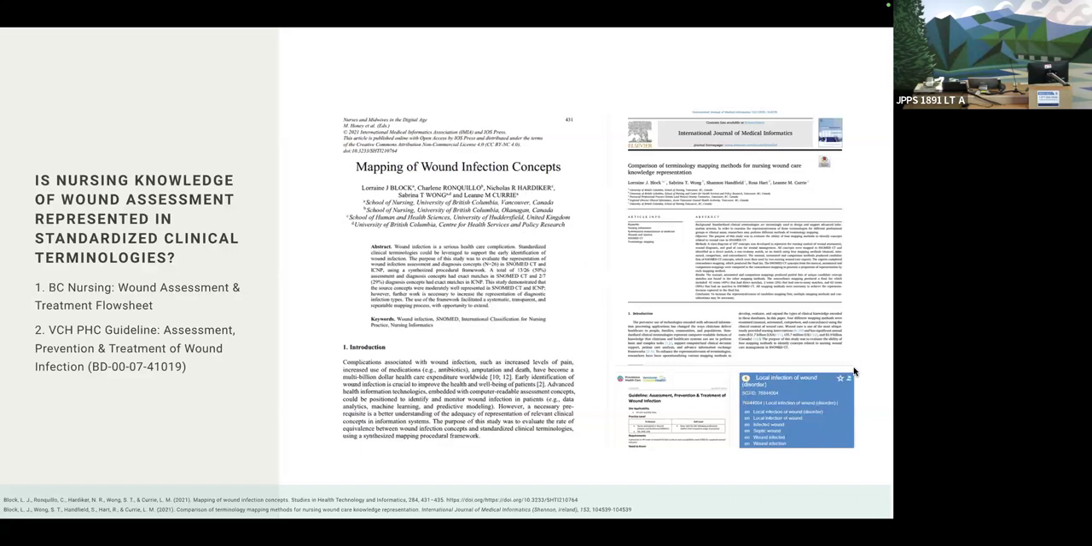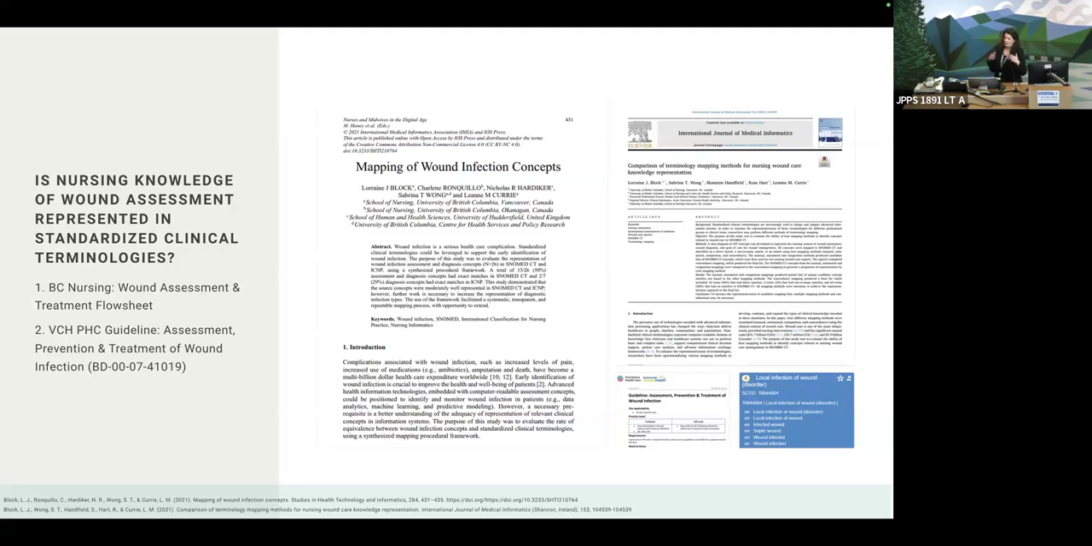local infection of wound. Synonym, septic wound. You know, septic wound, local wound infection, same thing. But SNOMED says they are not. Is that a problem? Yes.